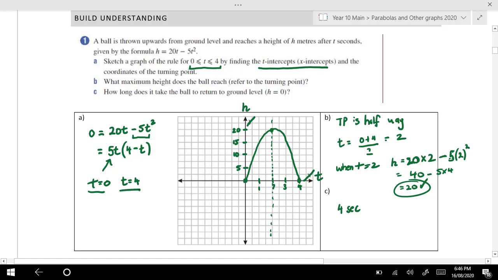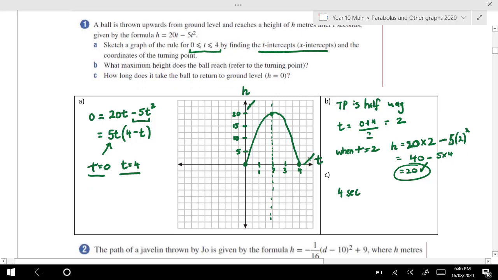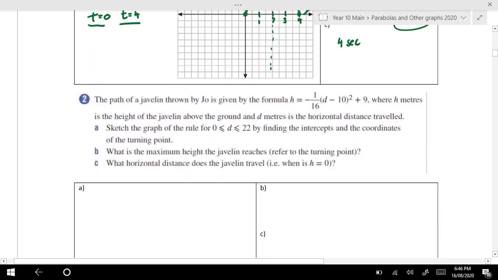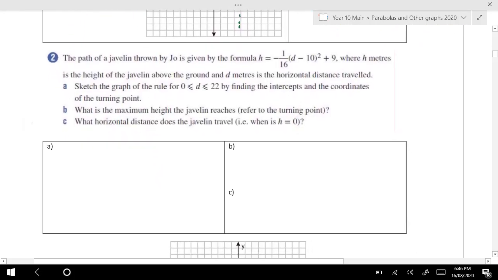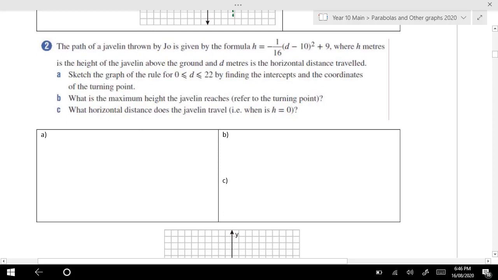All right, so hopefully you're filling this in your notes along the way. Let's have a look at another one. This time we've got a path of a javelin, and it's given by this formula. Again, notice this is a negative parabola, so it's going to have a maximum turning point. And let's start sketching this.